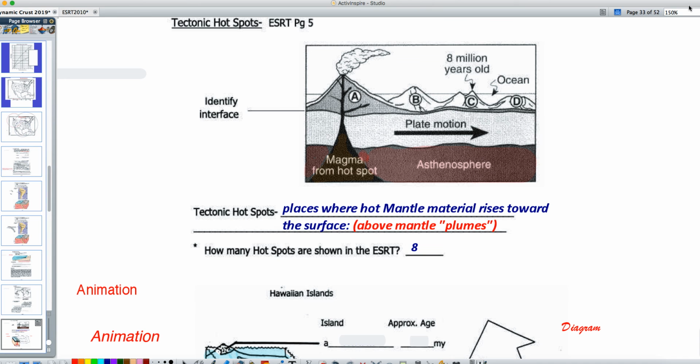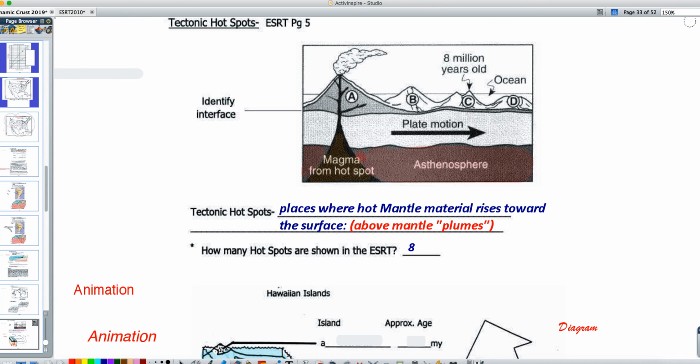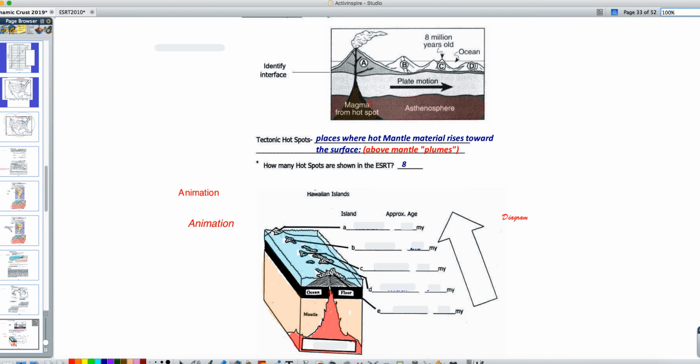So now let's apply this to the most famous of all the hotspots, the Hawaiian Island hotspot, which is right down here. So this diagram shows the Hawaiian Island hotspot. We have ourselves a mantle plume, at least 3,000 degrees Celsius coming up here. And let's take a look at the islands that make up the Hawaiian chain.